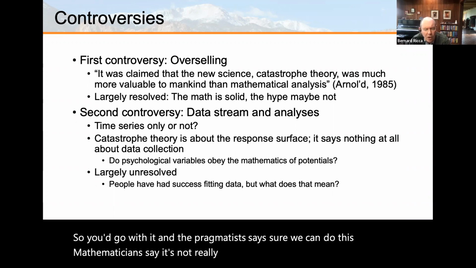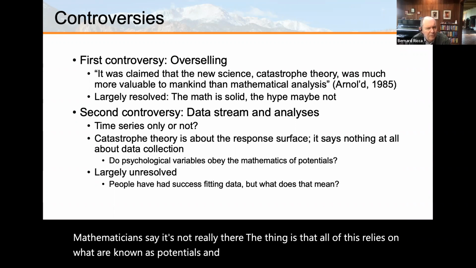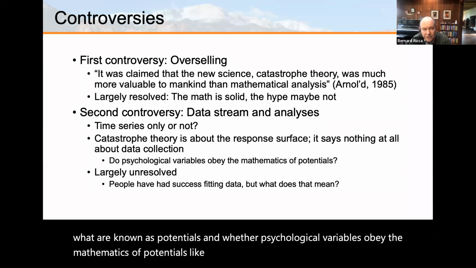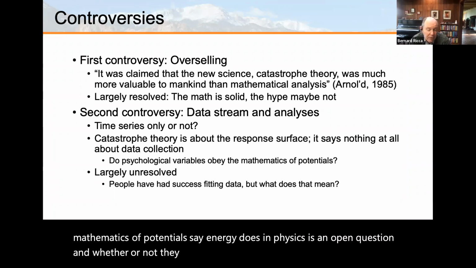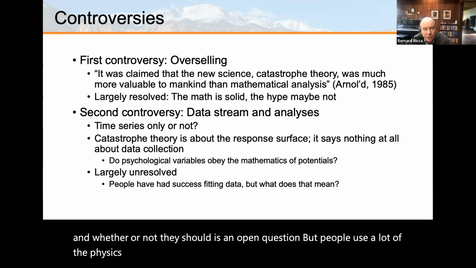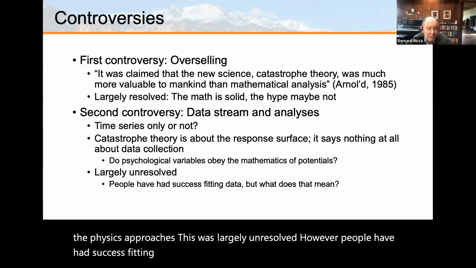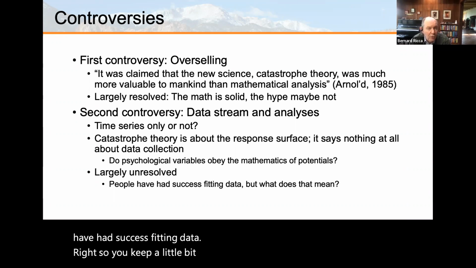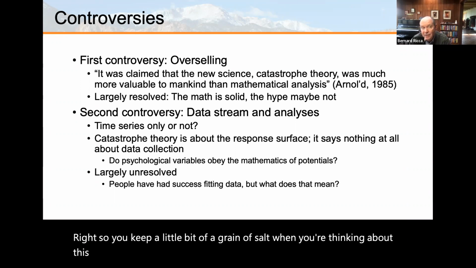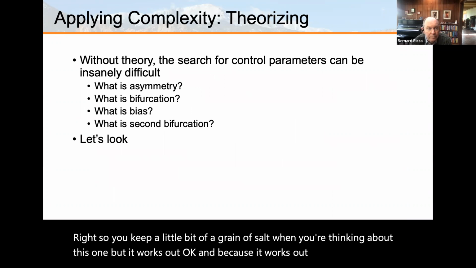The other thing is that all of this relies on what are known as potentials, and whether psychological variables obey the mathematics of potentials, like say energy does in physics, is an open question, and whether or not they should is an open question, but people use a lot of the physics approaches. This one's largely unresolved. However, people have had success fitting data. Okay, so you keep a little bit of a grain of salt when you're thinking about this one, but yeah, it works out. Okay, and because it works out, we use it.